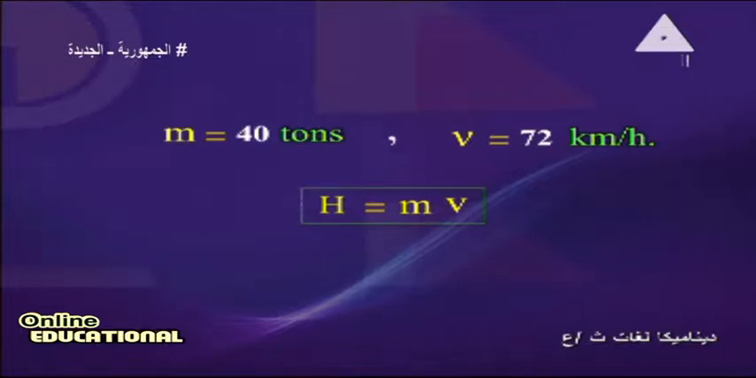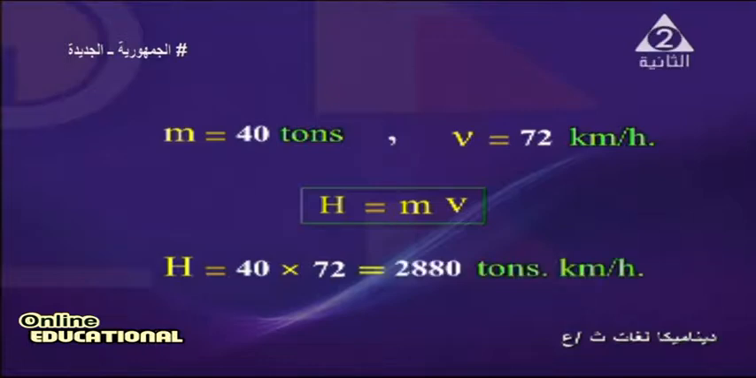h, the momentum, equals 40 times 72. 40 is the mass and 72 is the velocity. Then 40 times 72 equals 2880 tons times kilometer per hour. Now we use the algebraic measure of the velocity and the momentum.